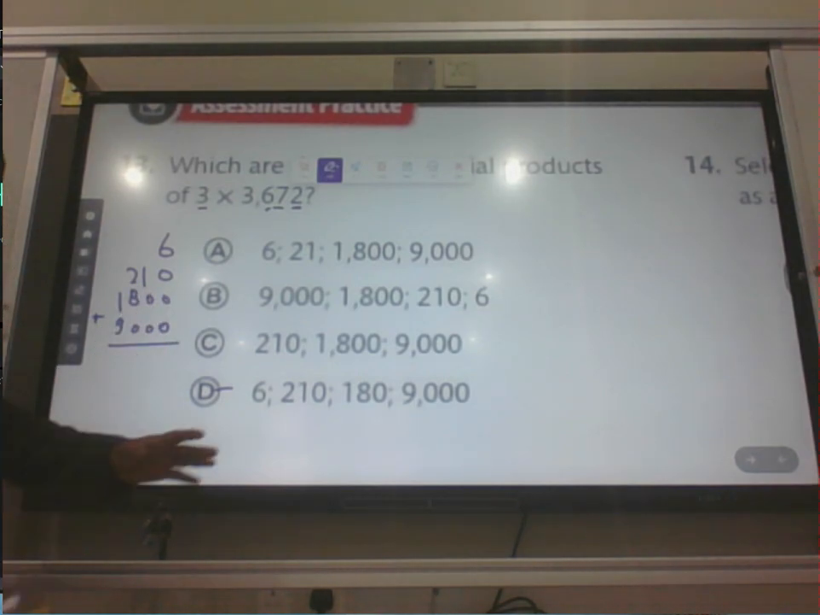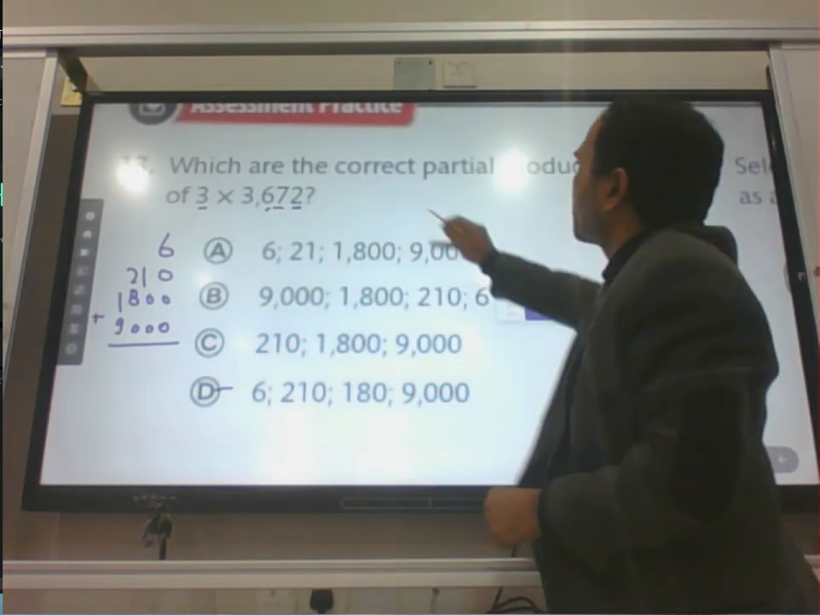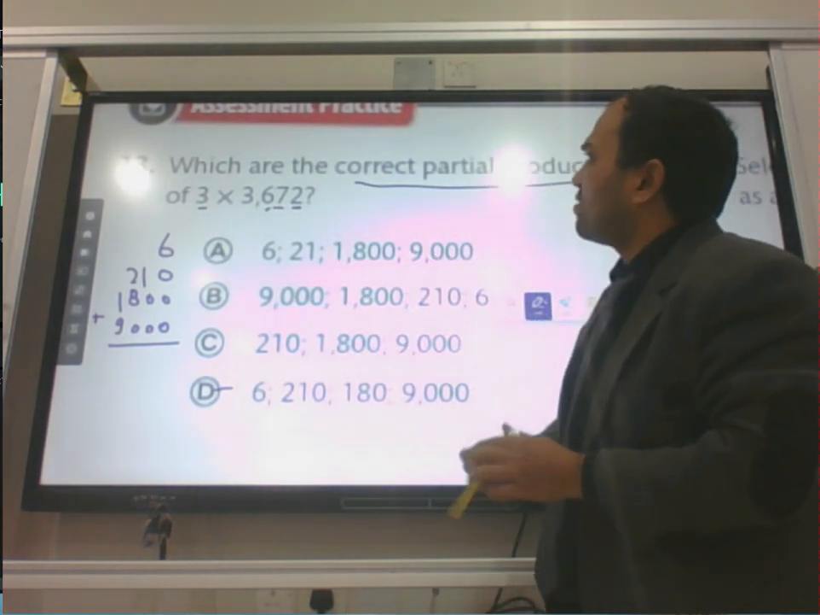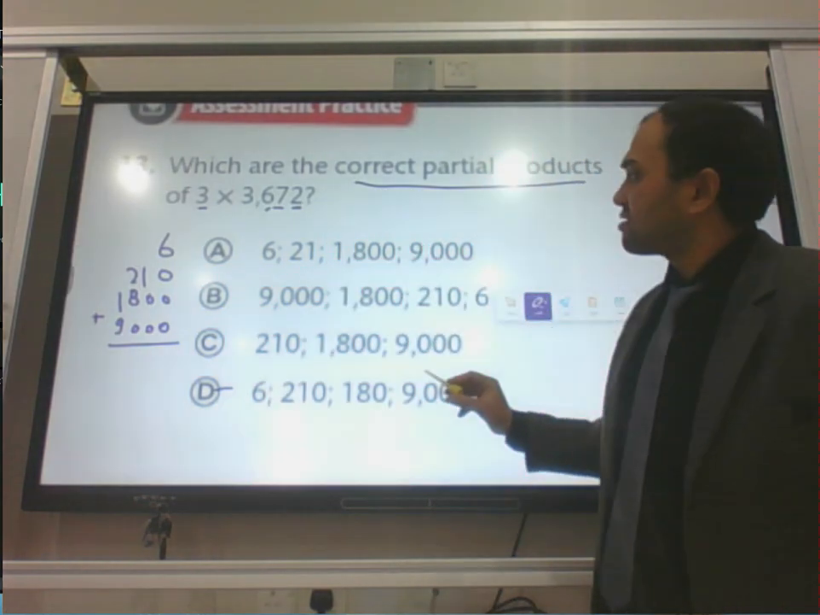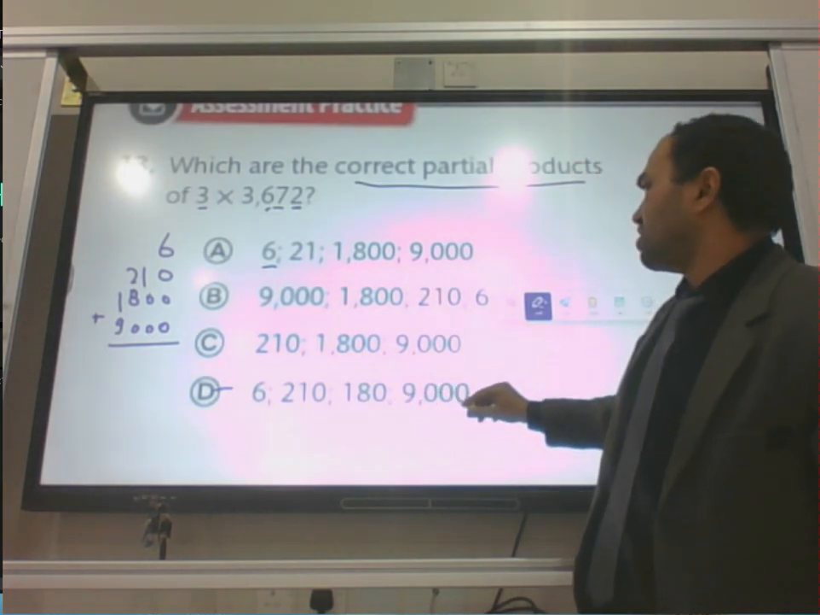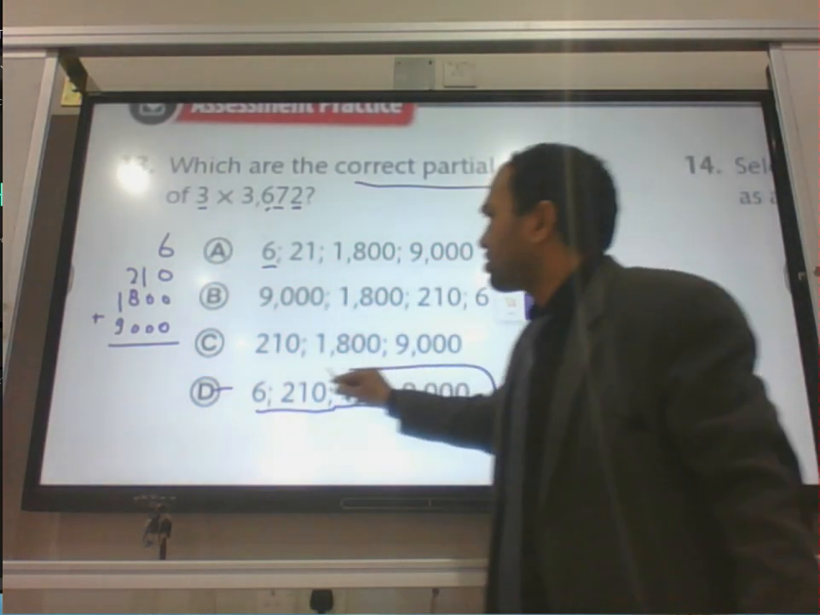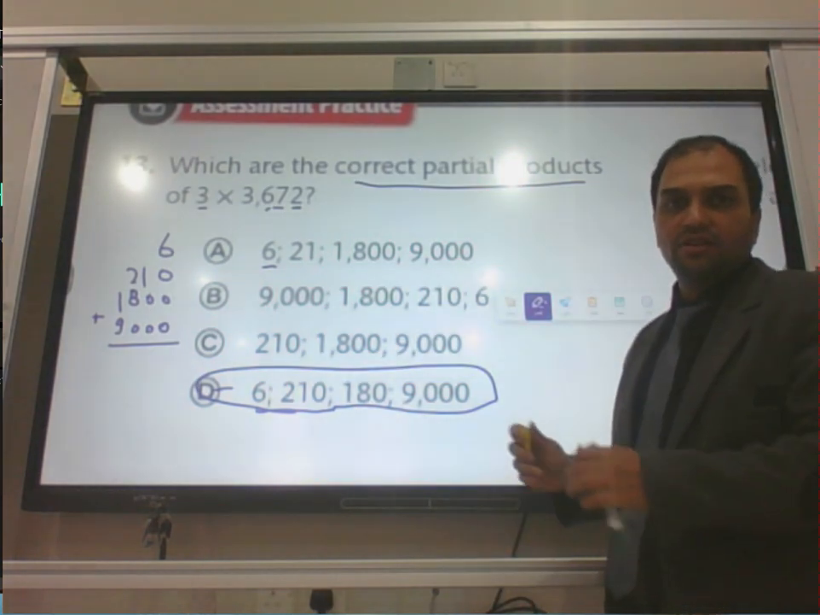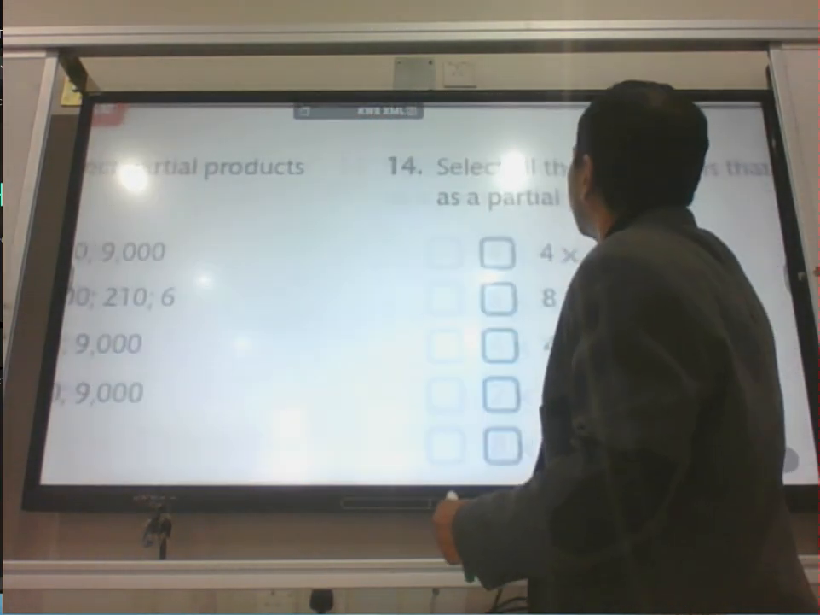But he asked about the steps. He asked here, which are the correct partial products of 3 times 3,672? Okay? So we must write the first 6. And second will be 210. Yes? 180, 9,000. Okay, choose these. So we use here partial products to find the answer.